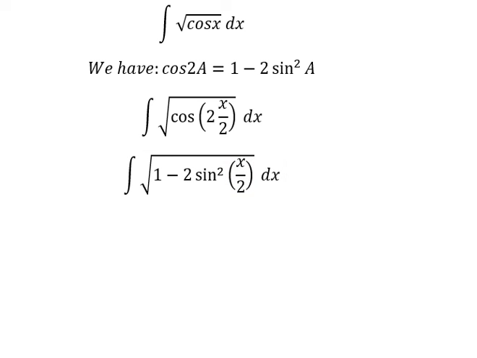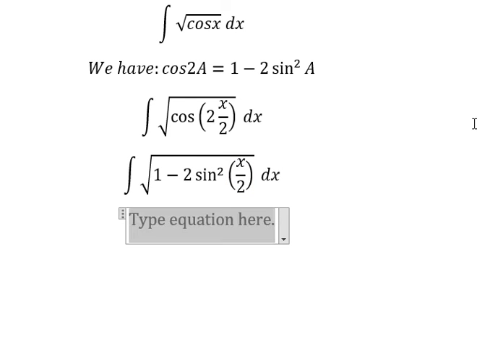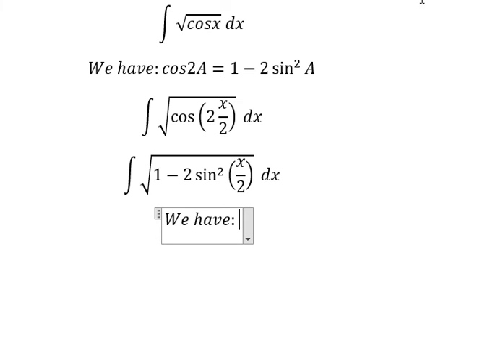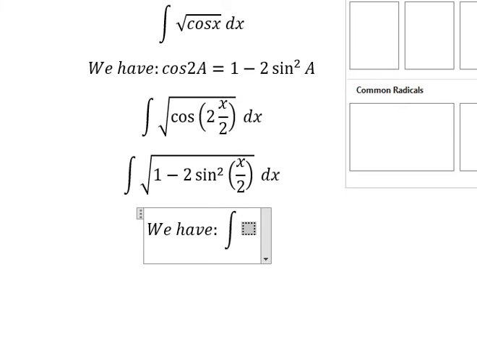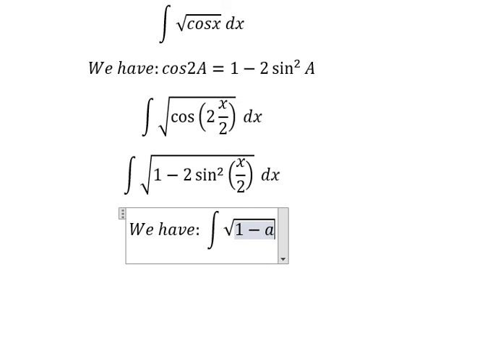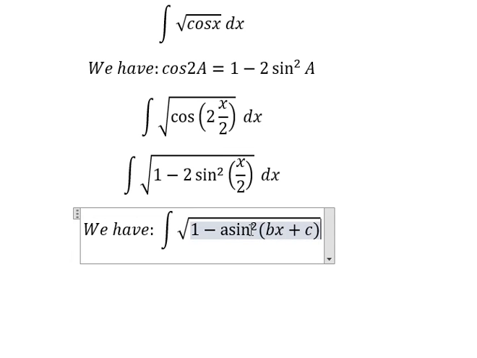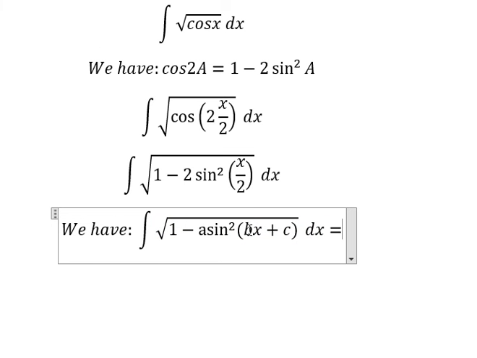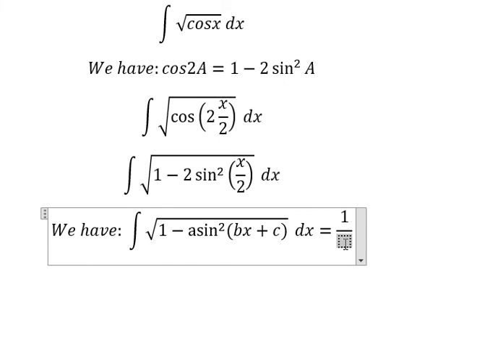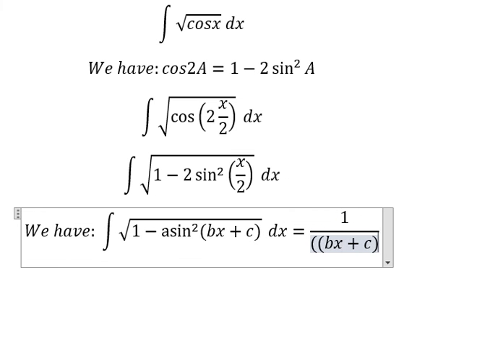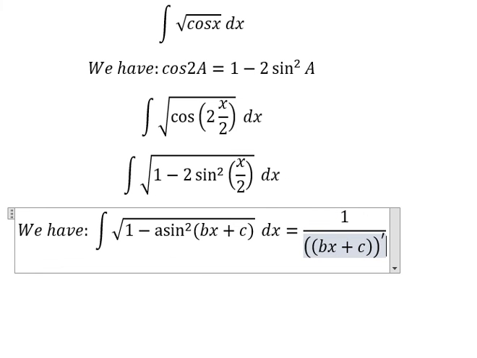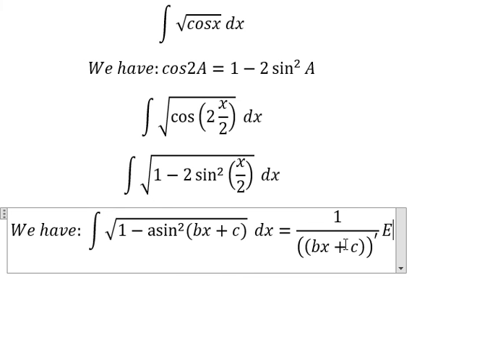Now we have the formula in here. The integration of this one, we have number 1 over bx plus c with first derivative in here. And then we have e. This is about elliptic integral of the second kind.